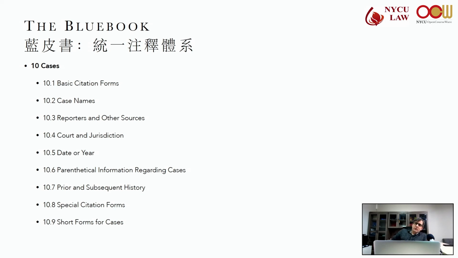And finally, short forms for cases. This is Rule 10.9. This is always a little bit tricky, and there's always questions about this, and I think it's important just to quote the Blue Book in this situation.